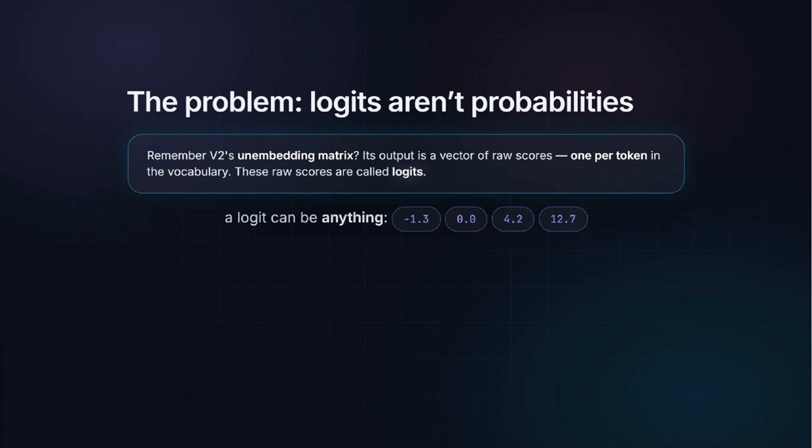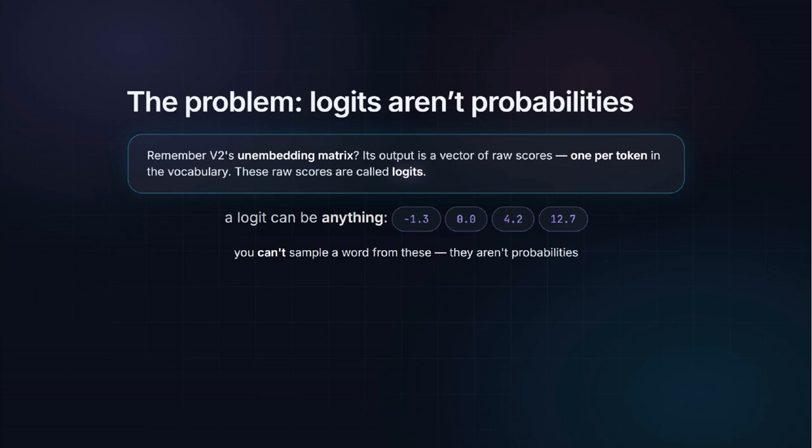Where do those raw scores come from? Straight out of video 2, the unembedding matrix, the last matrix multiplication. Its output is a vector of raw scores, 1 per token. They have a name, logits. A logit can be anything: minus 1.3, 0, 4.2, 12.7.